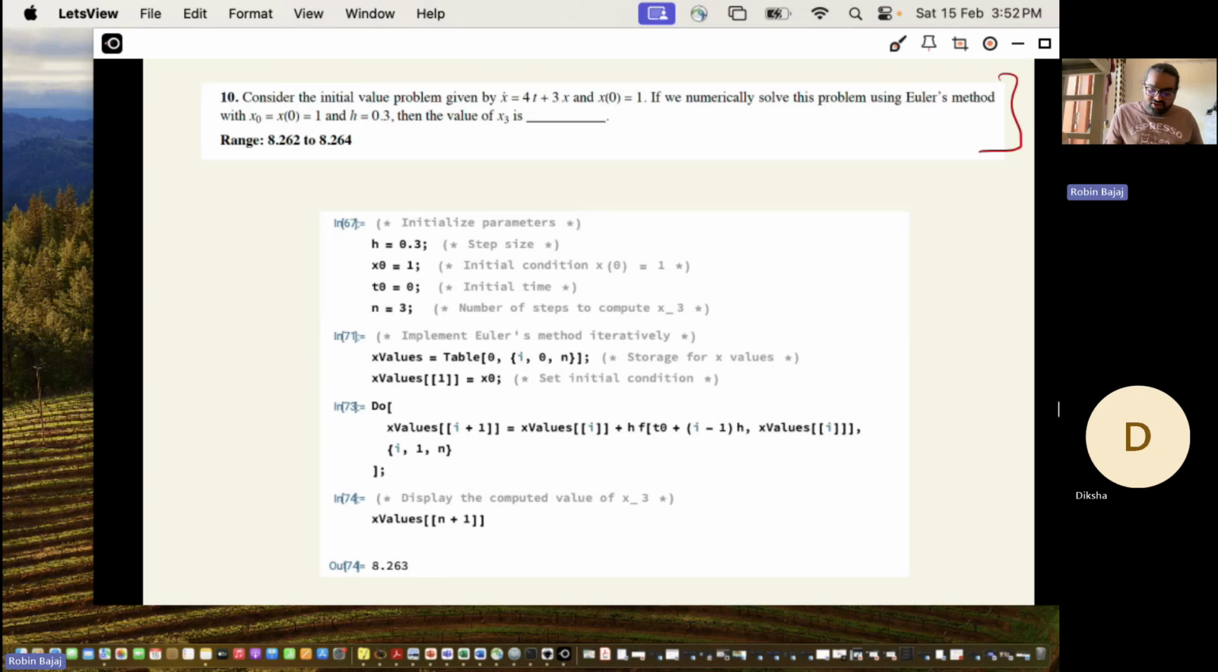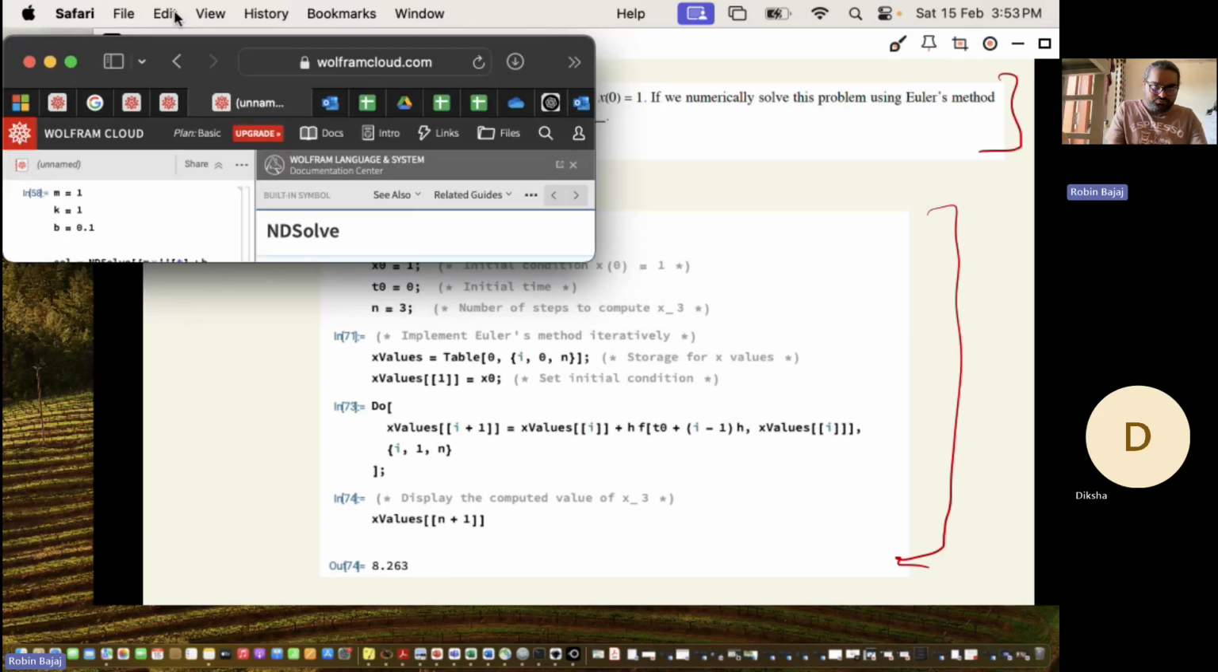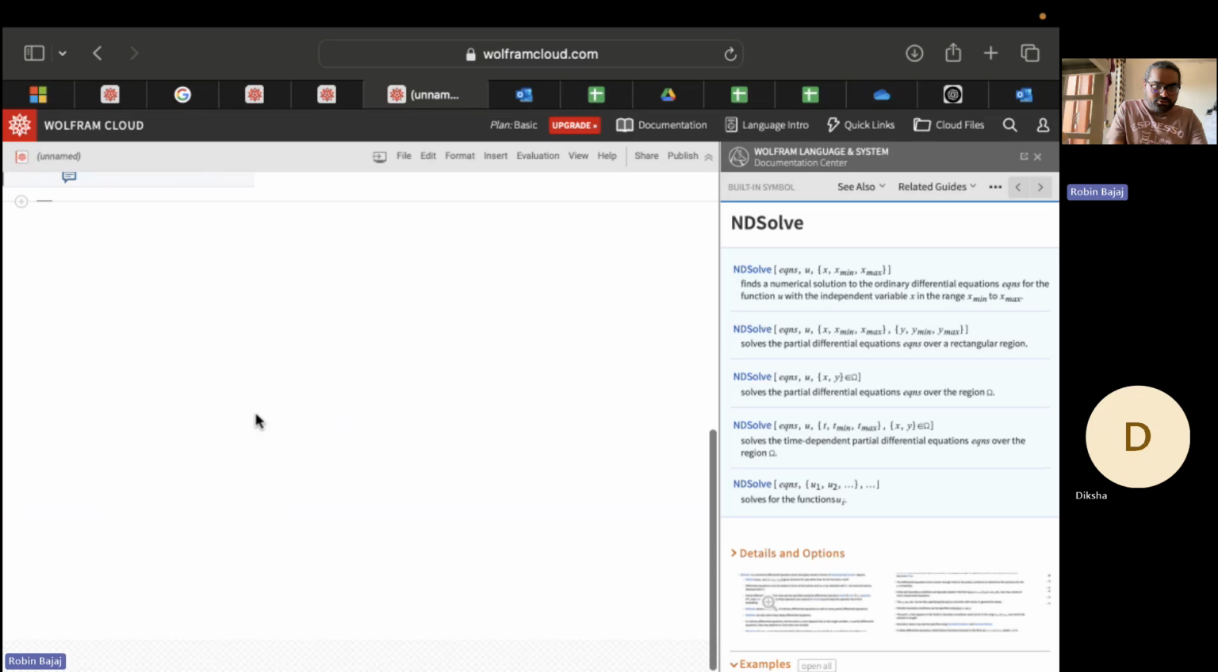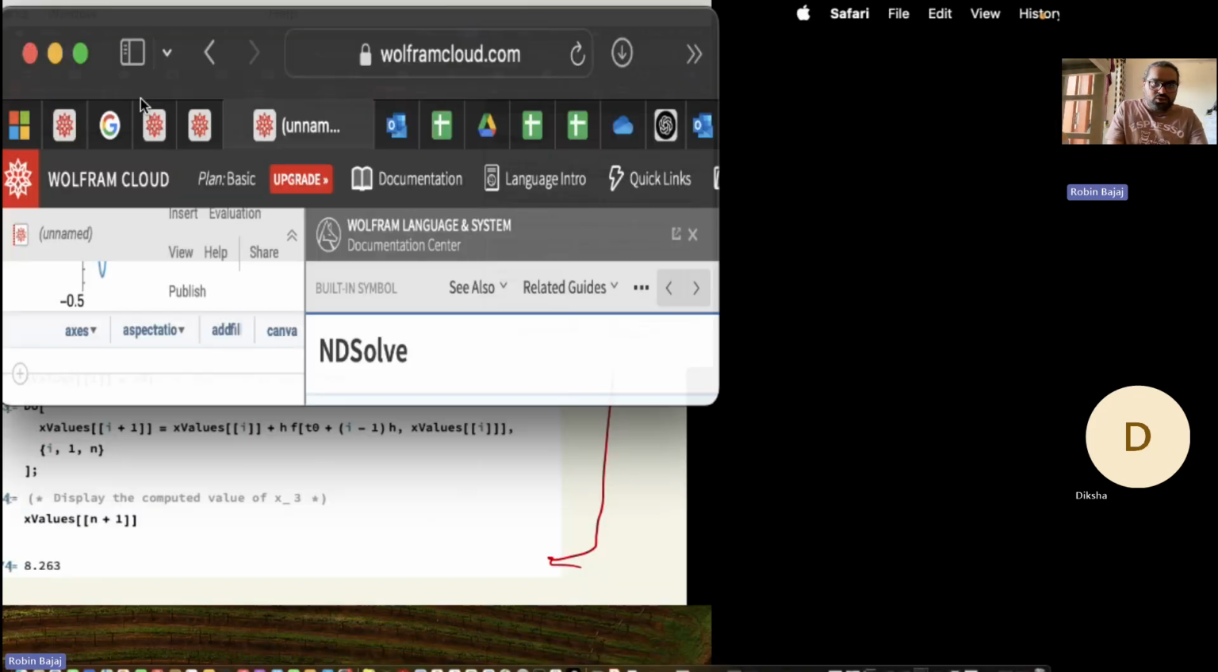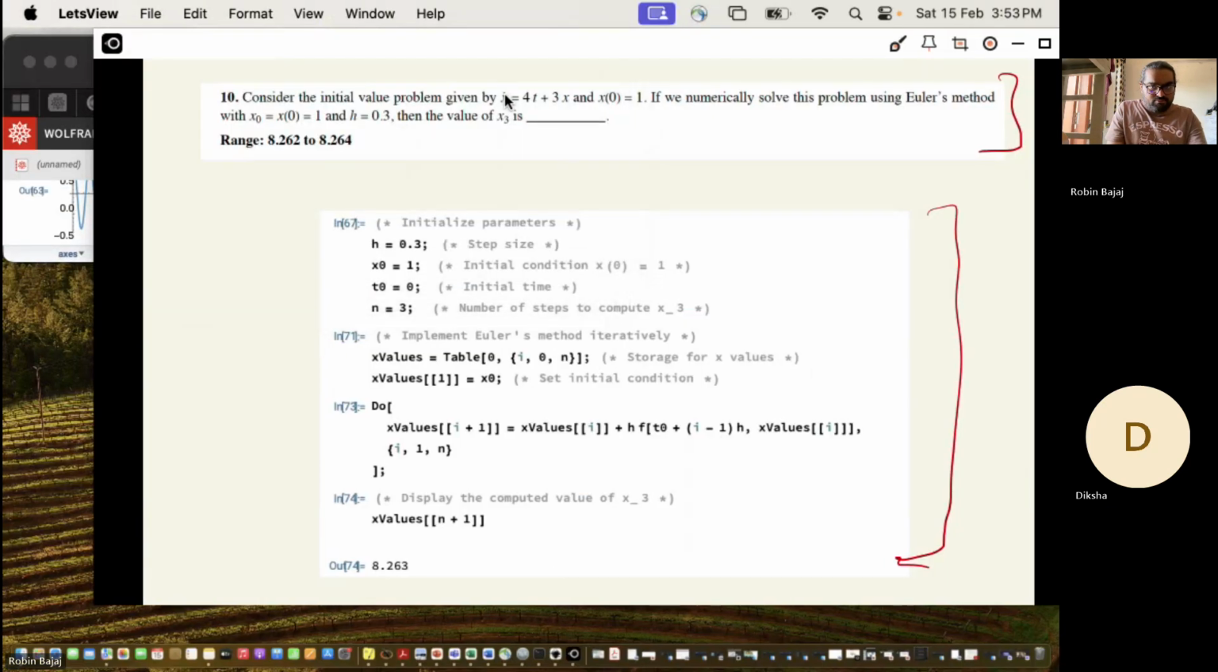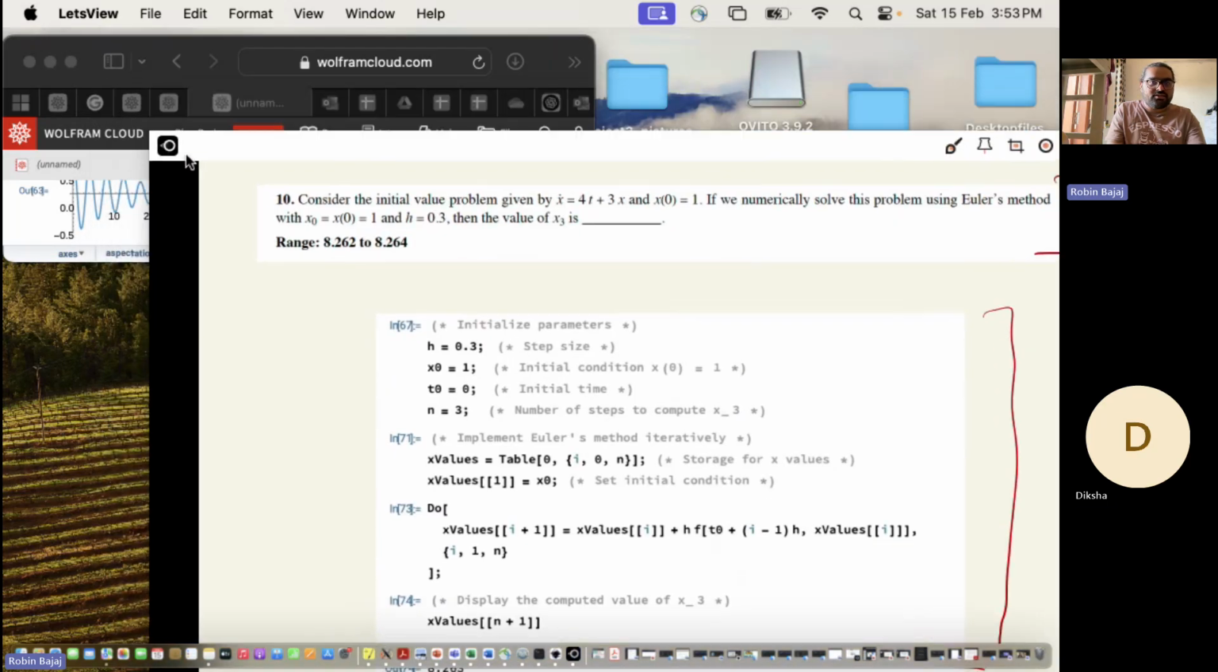Okay. So I have given this code in the presentation which I will be uploading, and you can go through that. I will also just solve it right away. How would you write that simple code? So let's do that. Our differential equation was x dot is equal to 4t plus 3x, and this is the initial condition. They are saying to use h equal to 0.3, so the interval delta t we will be using is 0.3.